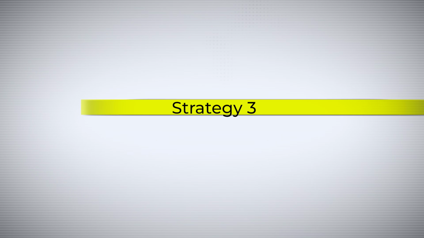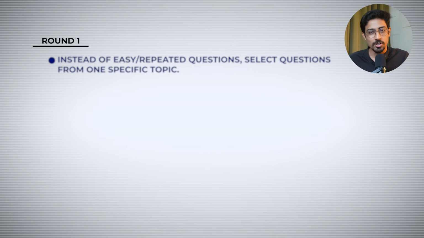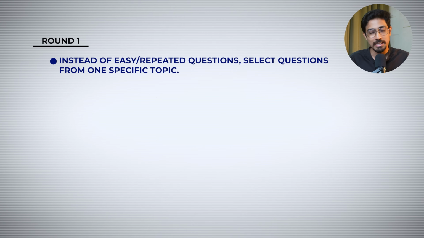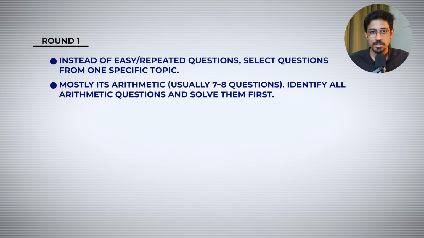Another strategy that people follow is they go round 1, round 2, round 3. However, the way of selecting a question is very different. In round 1, they do not select the questions which they have attempted in the past. Rather, they choose the questions from a particular topic. For example, mostly it's arithmetic. You know that there will be at least 7-8 questions from arithmetic, so they pinpoint all those questions which are coming from arithmetic and try to solve those.